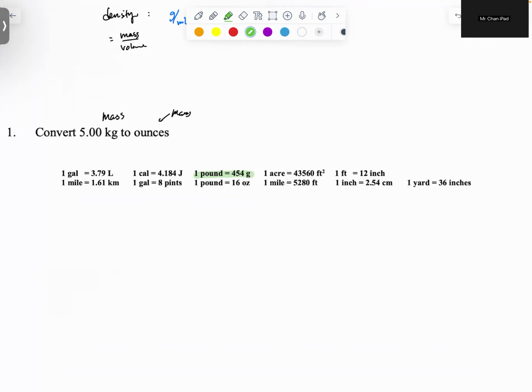And gram is related to pound, pound is related to ounces. Okay? So what is pretty crucial is that before you start, you can map out the route, such as kilograms to grams, grams to pounds, pounds to ounce. That's the route.